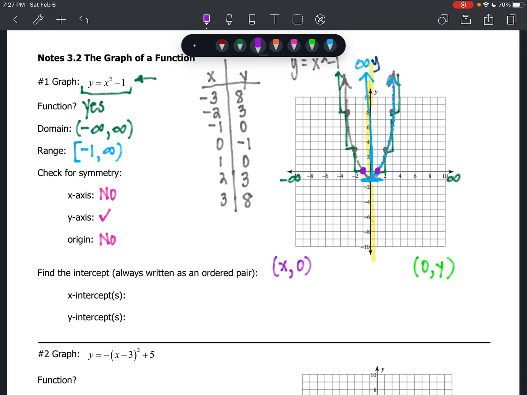So the value of x when y is 0. So we have 0 equals x squared minus 1. We add 1 to both sides. We're going to use the square root method. When we do that, we get plus or minus 1.